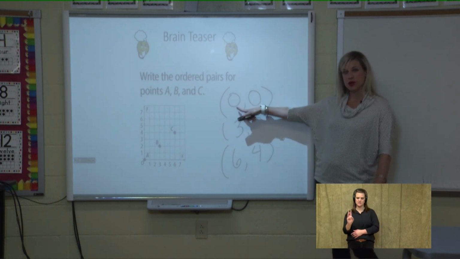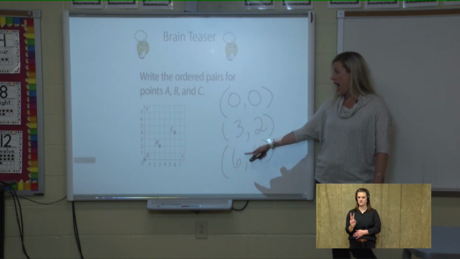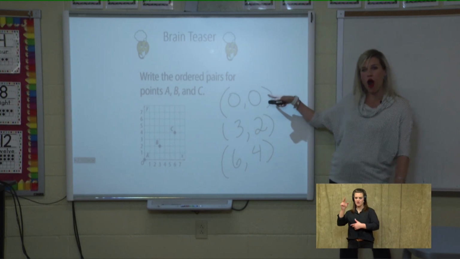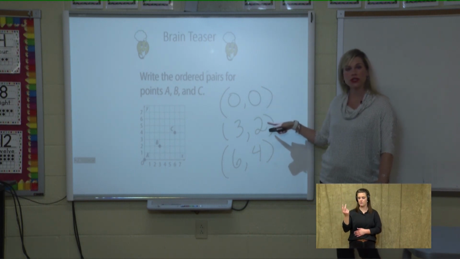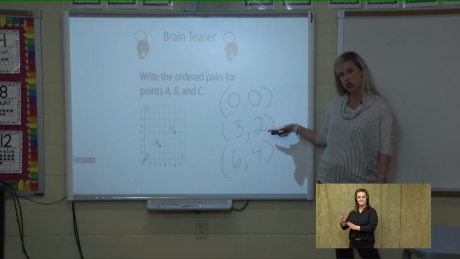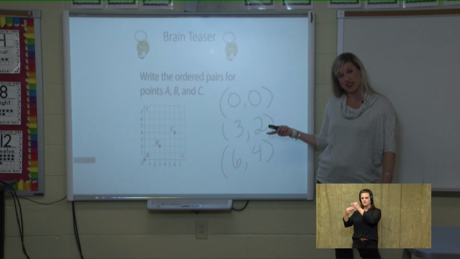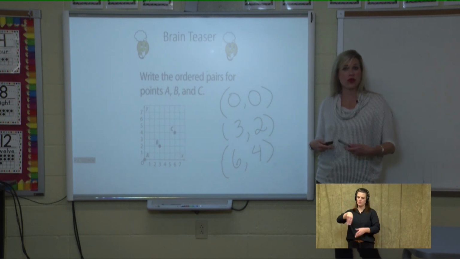I see from 0, we go to 3, and then 6. Yeah. And then look at the y coordinates: 0, 2, 4. So we go up by 2s. So these are patterns, and today we're going to incorporate patterns with our coordinate grids.